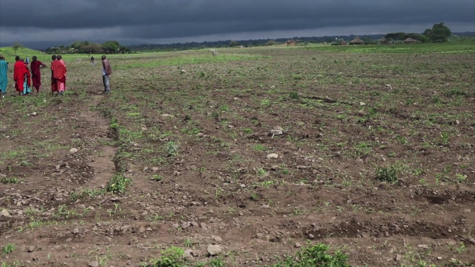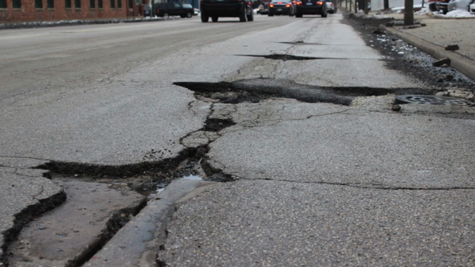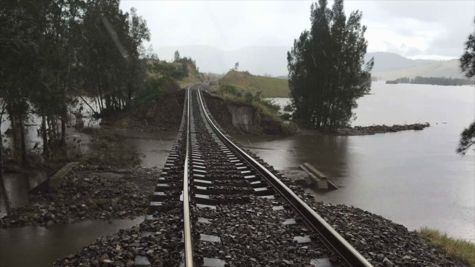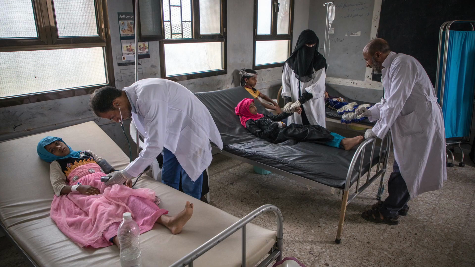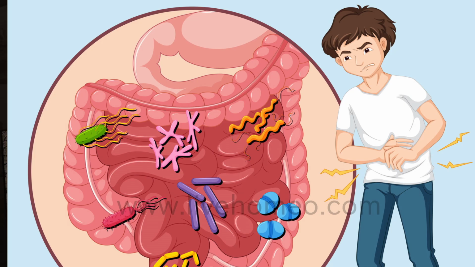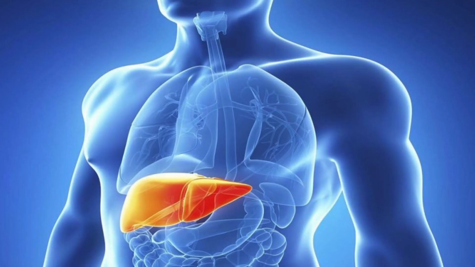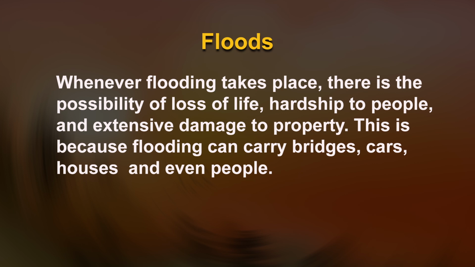They destroy crops and damage physical infrastructure such as roads, rails, bridges and human settlements. Due to stagnation of water, diseases like cholera, gastroenteritis, hepatitis and other waterborne diseases spread. States like Assam, West Bengal and Bihar are among the most flood-prone areas in India. Whenever flooding takes place, there is the possibility of loss of life, hardship to people and extensive damage to property.